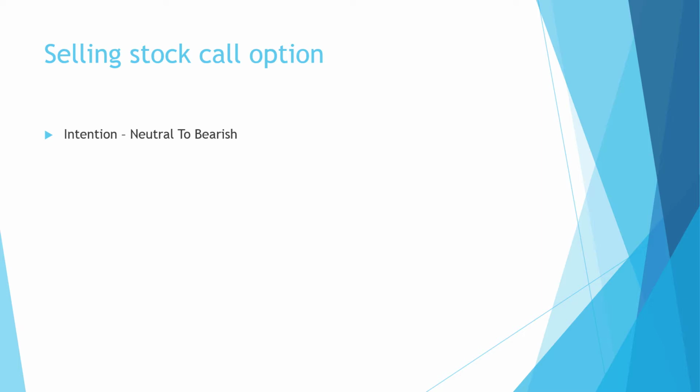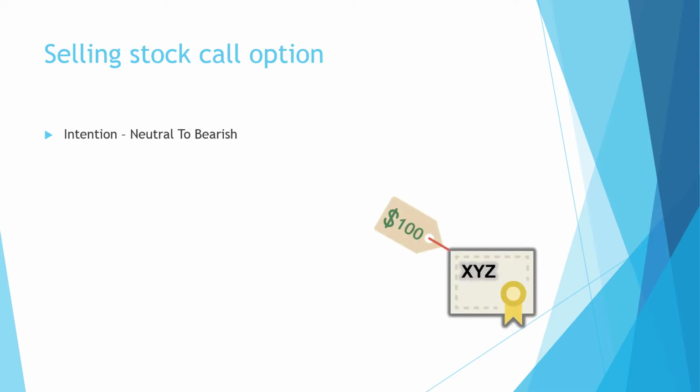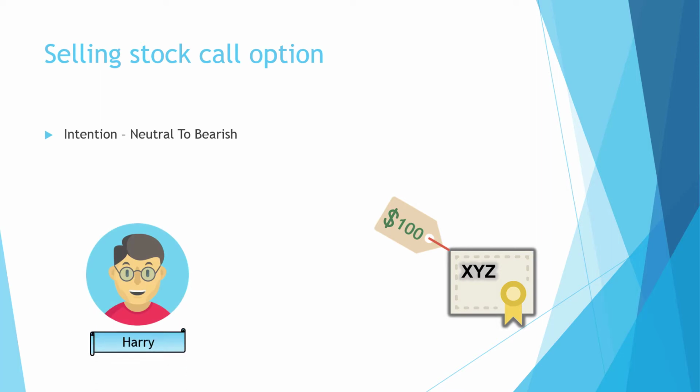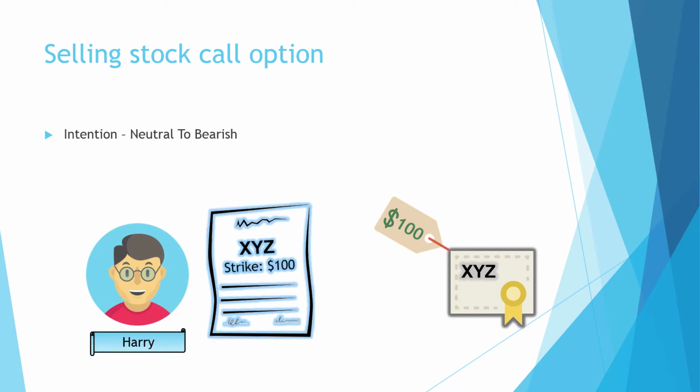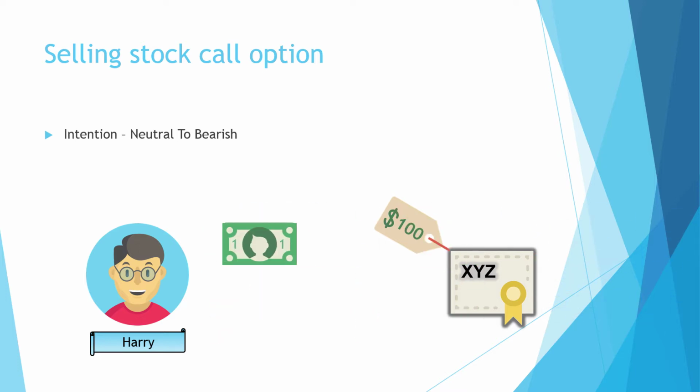Let's look at an example. Company XYZ is trading $100 per share, and Harry is interested in selling a call option that has strike of 100. Meaning if contract owner exercises this contract, Harry will have to sell XYZ stock for $100 per share to the contract owner. For simplicity of this example, each contract translates to 1 share upon exercise, and the contract costs $1. So, Harry sells a call options contract for $1.